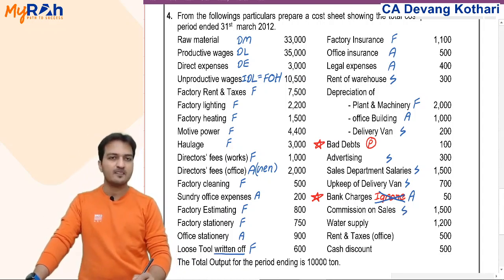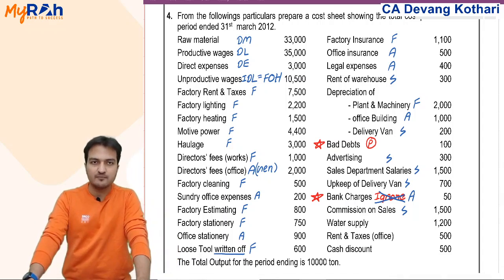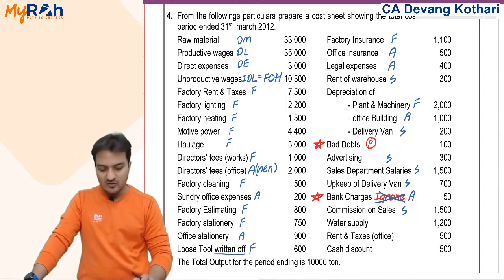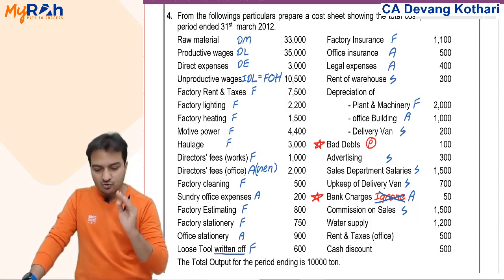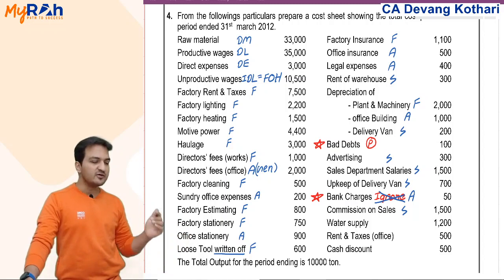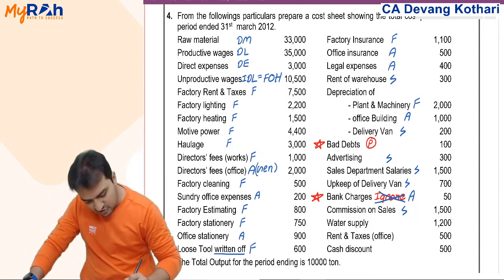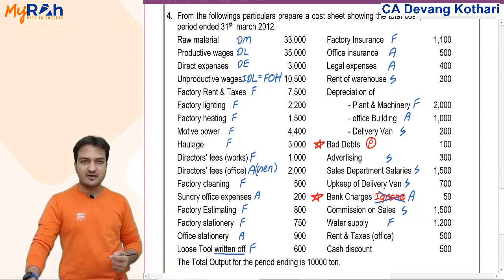Water supply. Well, water supply, we don't know where they supplied water. It might be in the factory, might be in the office, might be in the showroom. Well, if you don't know, then general assumption, like I said, those items of indirect cost which you do not know where it is incurred, consider or assume it is incurred in the factory. So water supply, I put that in the factory overheads.